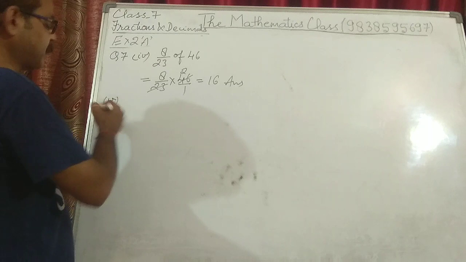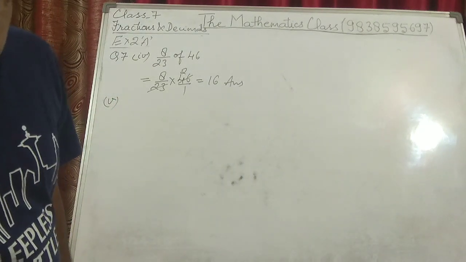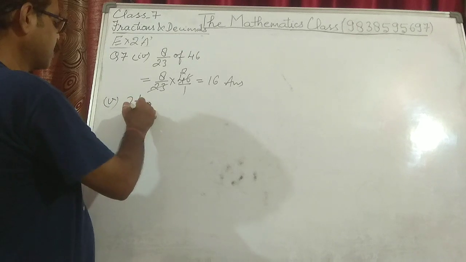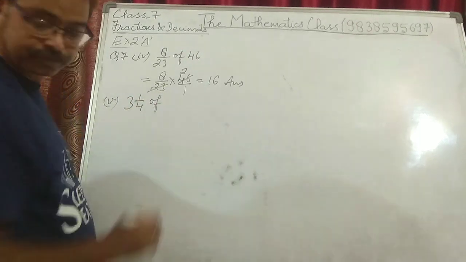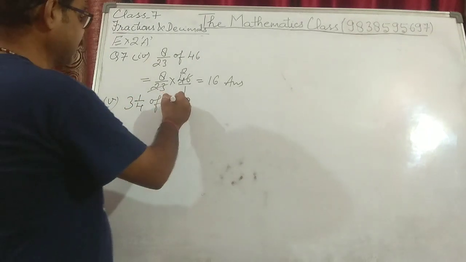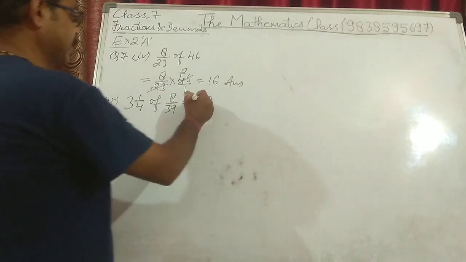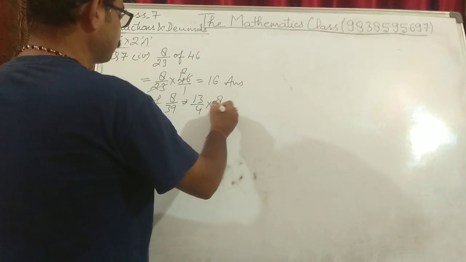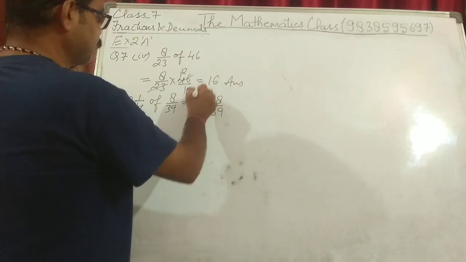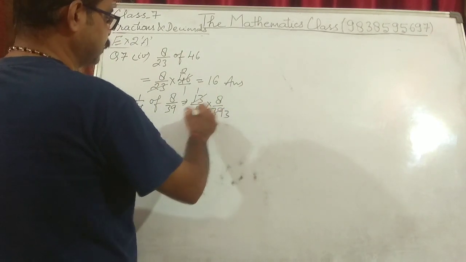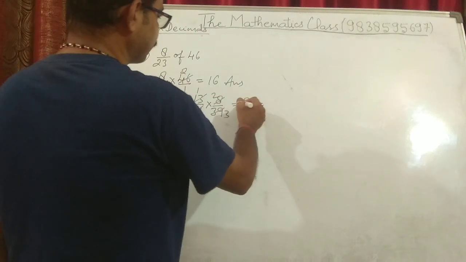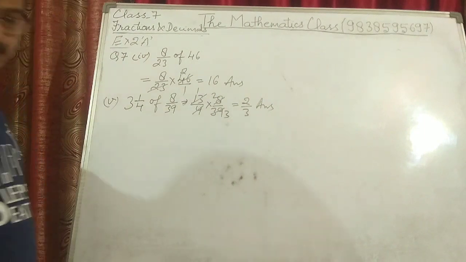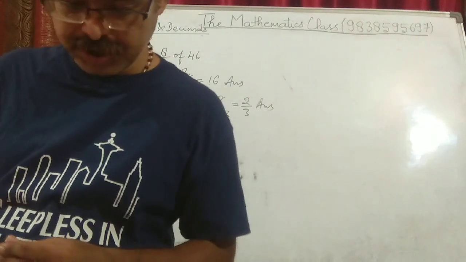Now we'll take fifth part. Fifth part is 3 whole 1 upon 4 of 8 upon 39. 4 threes are 12 and 1 is 13. 13 upon 4, of means multiply, 8 upon 39. Now 13 ones are 13, 13 threes are 39, 4 twos are 8. So final value is 2 upon 3. That is the value.